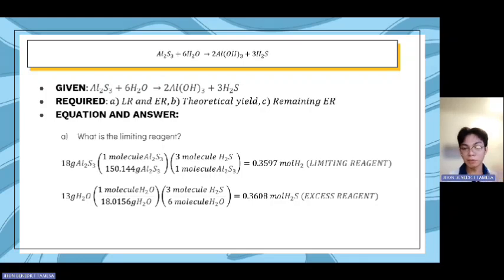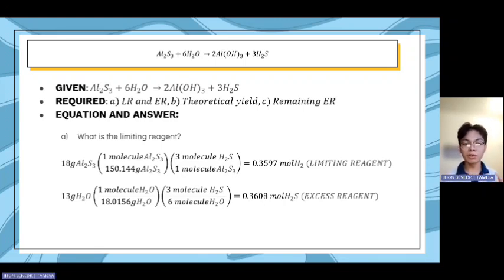Next is to finally answer the first question, what is the limiting reagent? So yung limiting reagent po natin dito is yung Al2S3 or aluminum sulfide, which is computed in this way. First, let's multiply the 18 grams of that compound to 1 mole of aluminum sulfide over molecular mass. After that, we multiply it again to 3 moles of H2S over 1 mole of aluminum sulfide. Then you can have the mole of H2S, which is 0.3597 from the aluminum sulfide po.